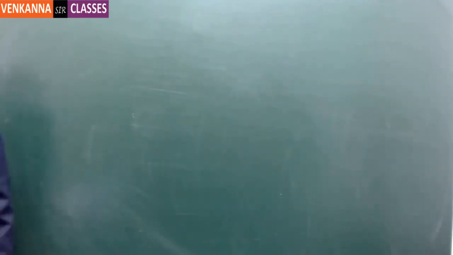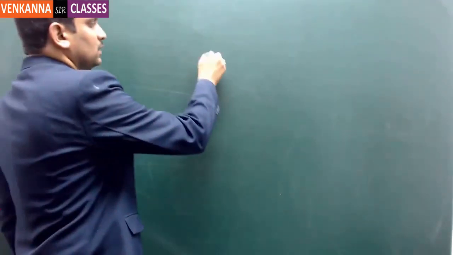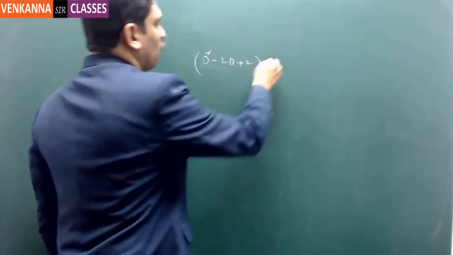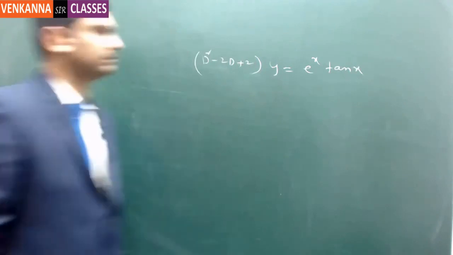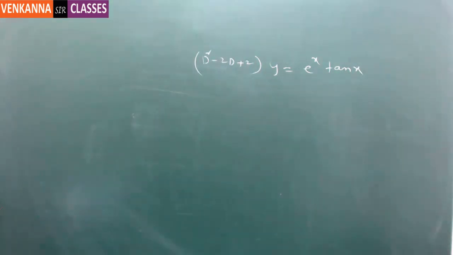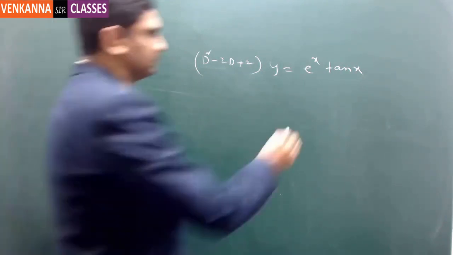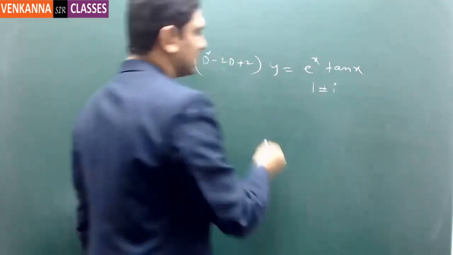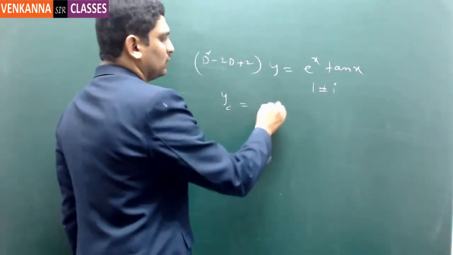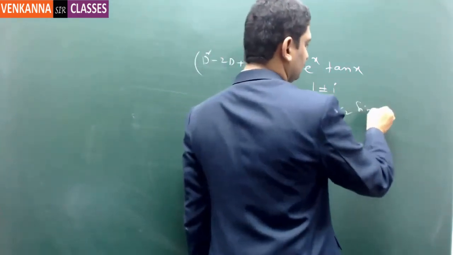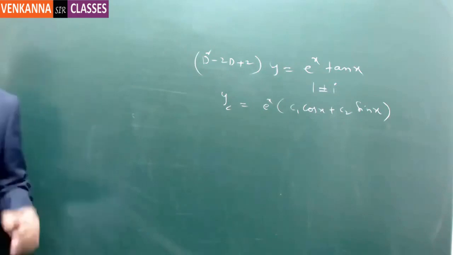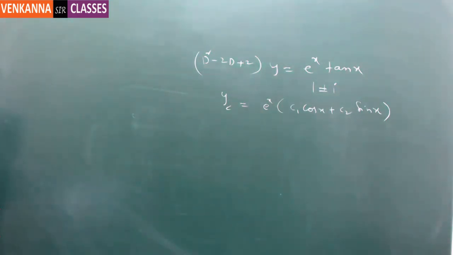So solve (D square minus 2D plus 2) y equal to e power x into tan x by using variation of parameters. So here I will write the roots 1 plus or minus i. So yc is equal to e power x (c1 cos x plus c2 sin x). So you please confirm the answer after finding the roots.